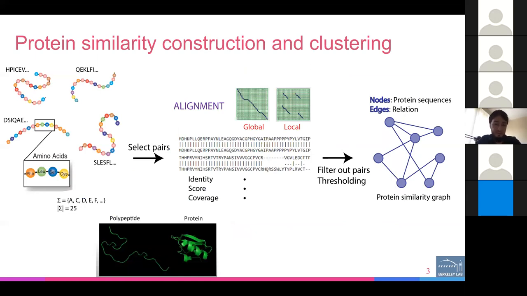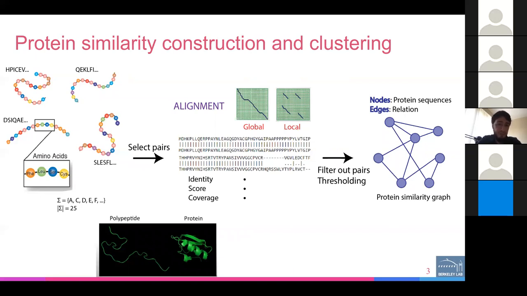Here's a pipeline to form a protein similarity graph. Here at the left, we have protein sequences, which consist of a number of bonded amino acids. Here we only make use of the sequence information. There are other useful structures of proteins we don't make use of. These are usually three-dimensional information.